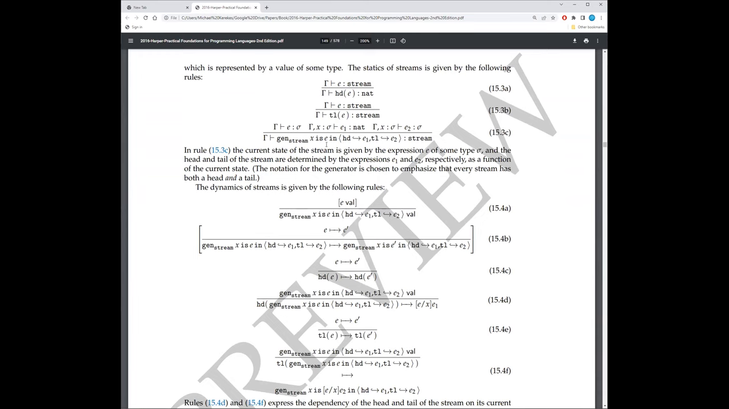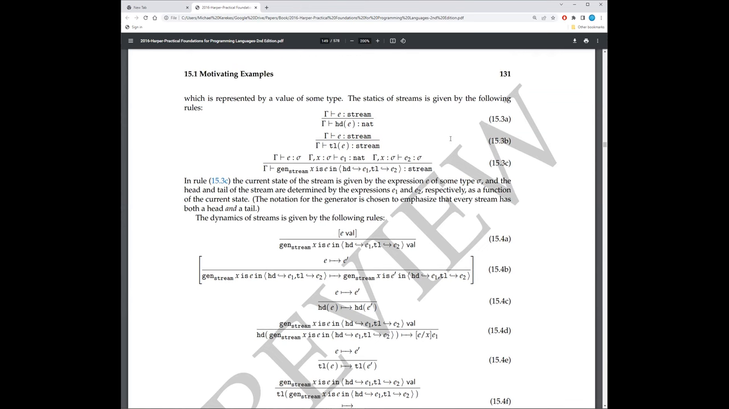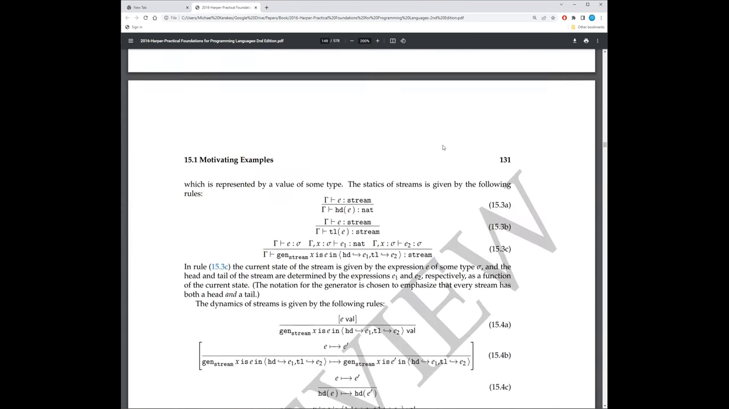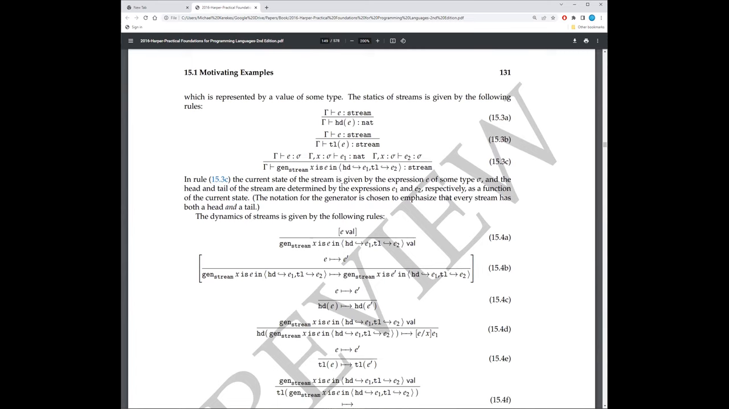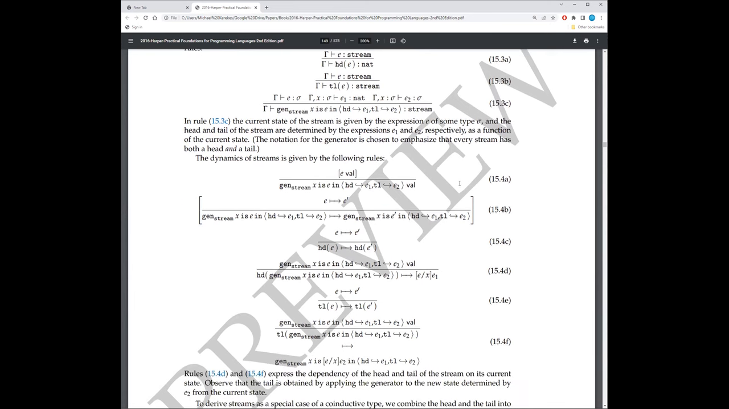Gen stream x is e in head goes to e1 x, tail goes to e2 stream. I don't know what that means. Did he talk about gen stream already? No, but it says it's the same as iterator, and the dynamics of gen stream are below. Currently, it's just a type. All right.